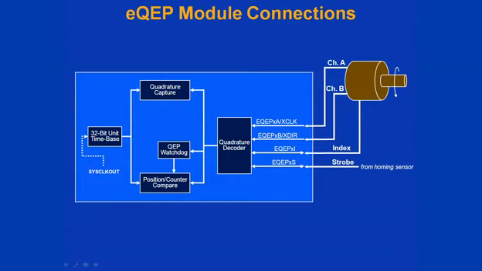The QEP module features a direct interface to encoders. In addition to channels A and B being used for rotation directional information, the index can be used to determine rotational speed, and the strobe can be used for position from a homing signal.